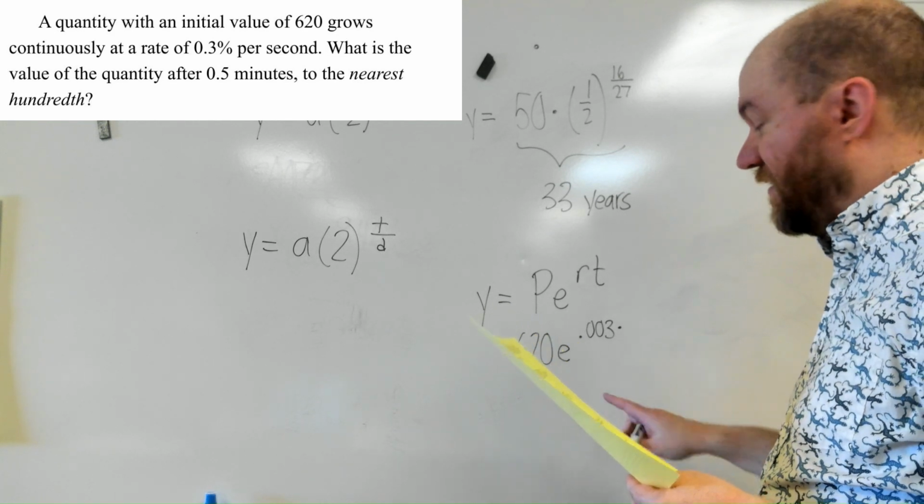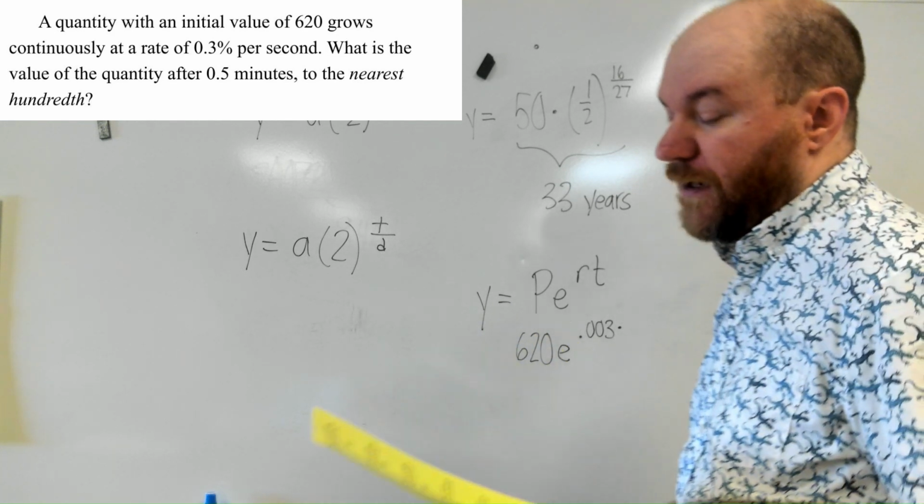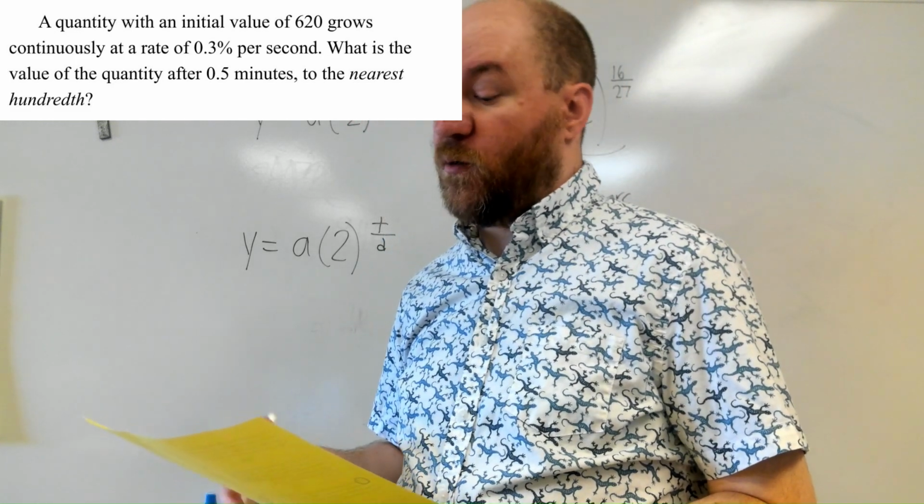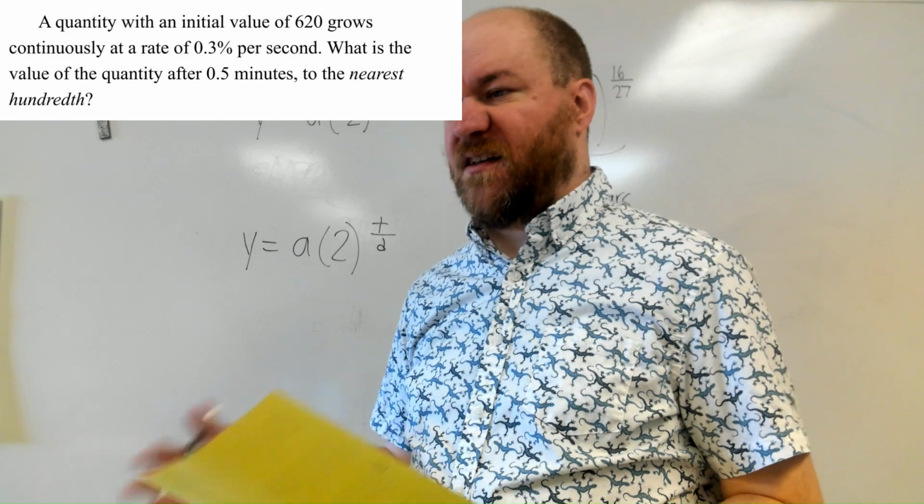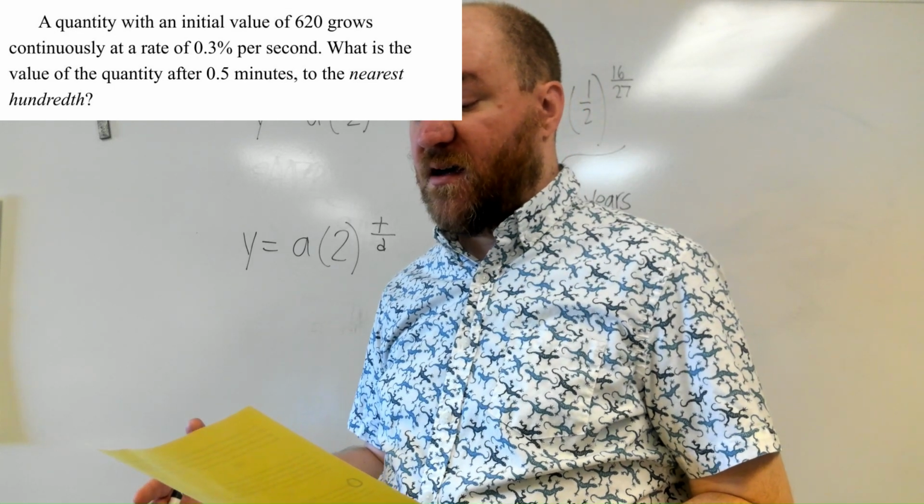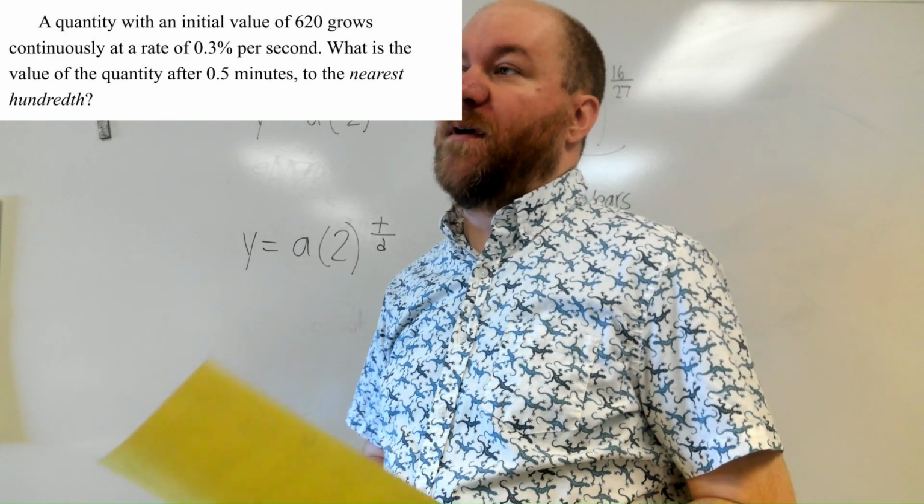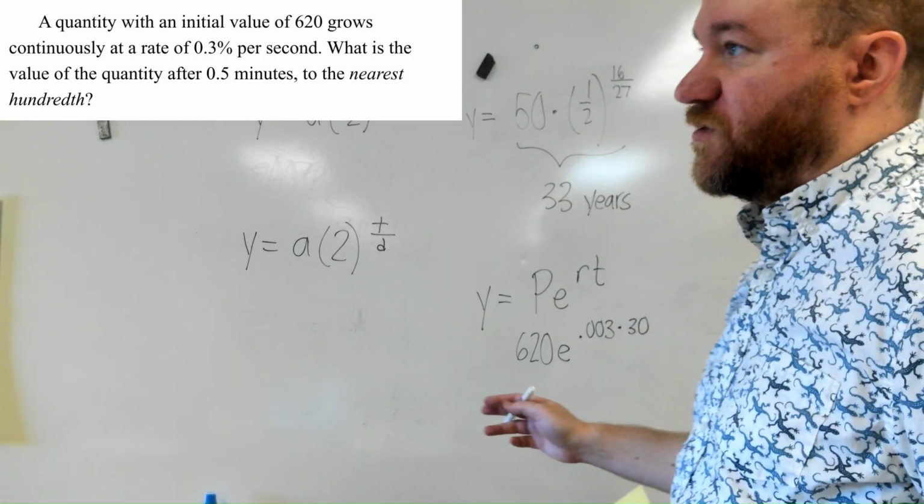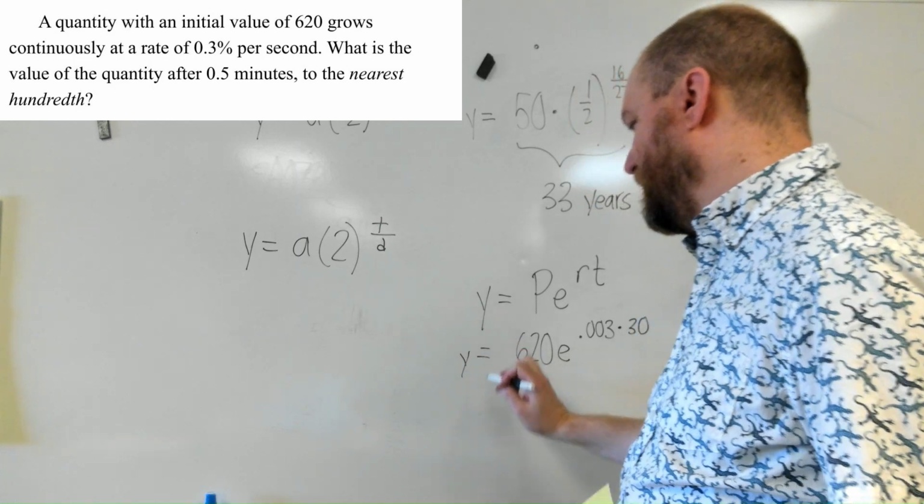Now, this question says that it's growing at a rate of 0.3% per second. And it says that we're waiting for 0.5 minutes. We're mixing units. We can't have seconds and minutes. So 0.5 minutes is how many seconds? That's 30 seconds. So make sure when you're doing these questions that all the units match.